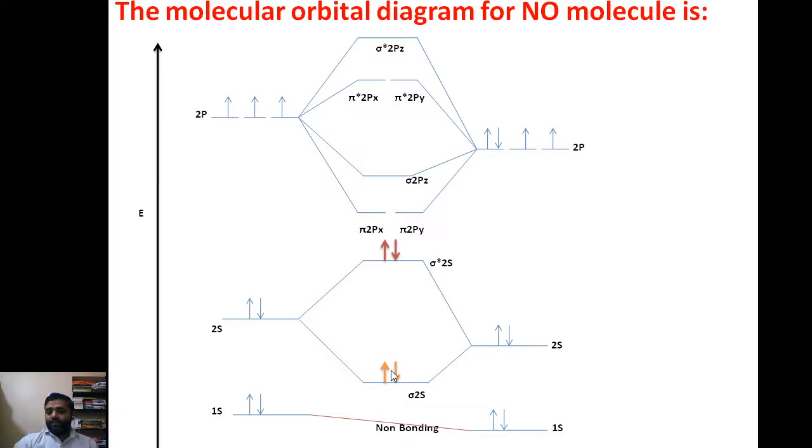I have to show this color as the bonding molecular orbital, and this color shows the anti-bonding molecular orbitals. Then go through the 2p orbitals: the 2p orbital of nitrogen and the 2p orbital of oxygen. That is 3 electrons plus 4 electrons; 4 plus 3 is equal to 7 electrons.